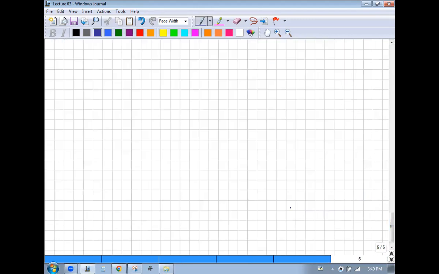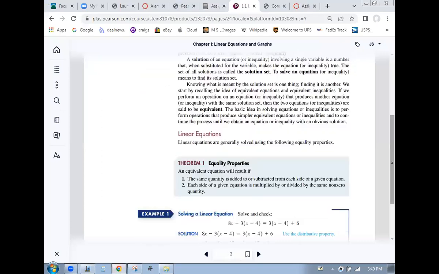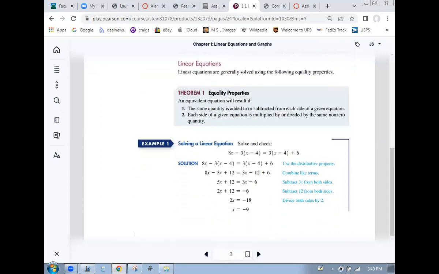There's a whole bunch of paragraphs, which is boring, so let's move on. We really learn by working the examples.